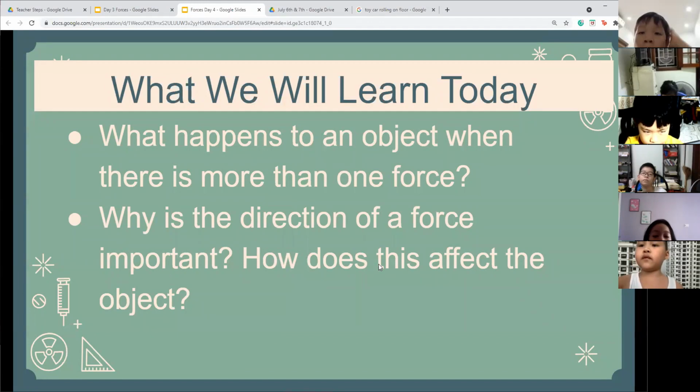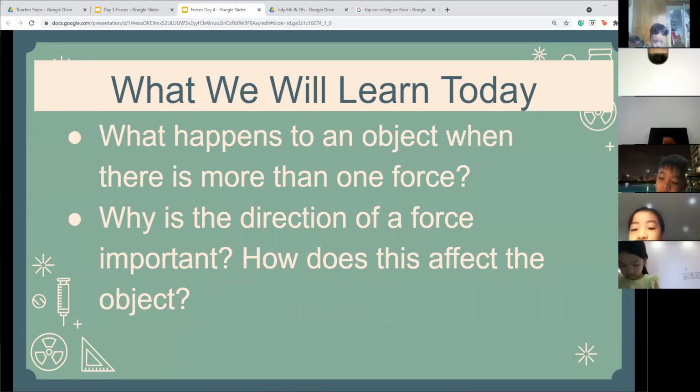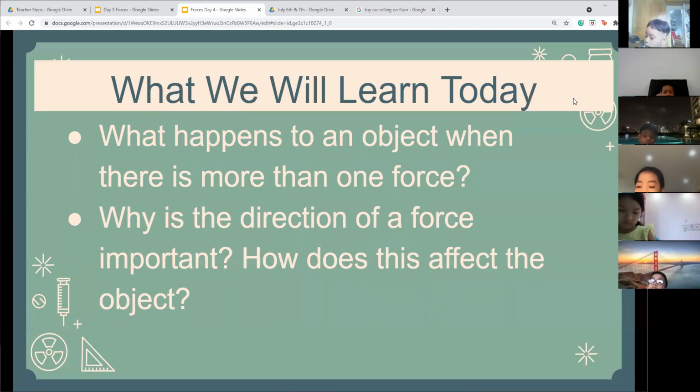So what we're going to learn today, let's have Lily read the first bullet point, please. What happened to an object when there's more than one force? Very good. And then let's have Lion read the second bullet point. What is the direction of force, and why is it important? How does this affect the object? Very good reading, good pronunciation.